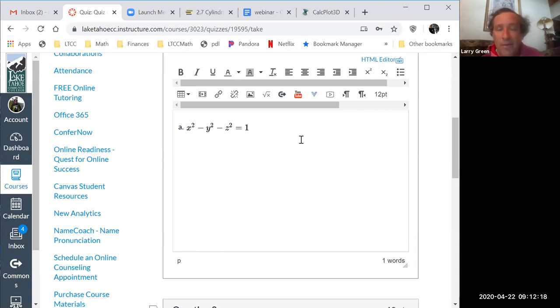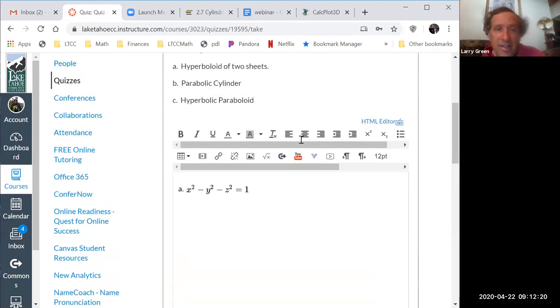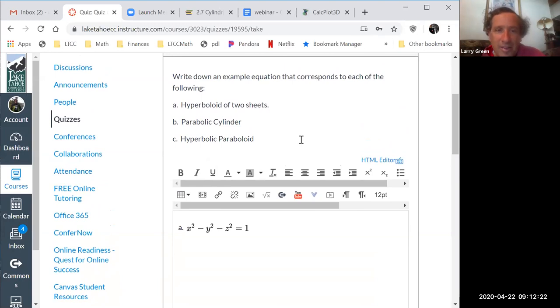Okay. By the way, there are a lot of other answers, so don't get nervous if yours wasn't exactly the same as what I wrote. But all of them have to be squared. You must have 2 of them negative, 1 positive, and a positive number on the right-hand side. And that makes it a hyperboloid of 2 sheets.